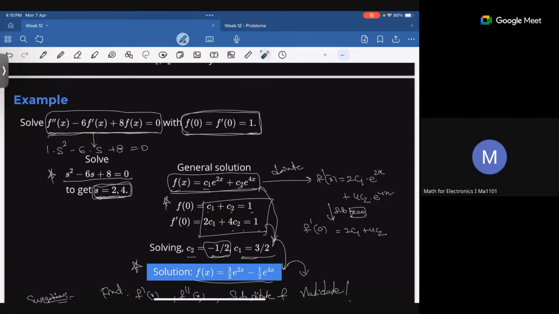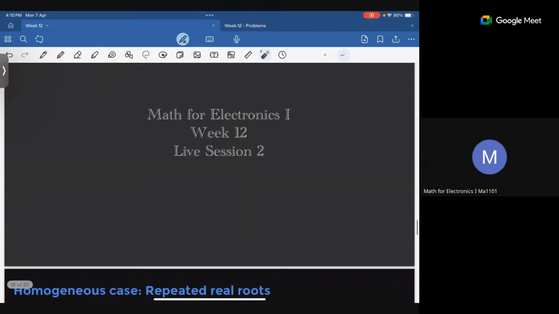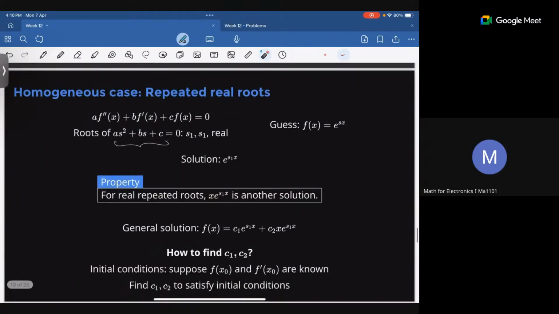Okay. So that's about the homogeneous case with distinct real roots. What if the real roots are repeated? So the quadratic equation has the same real roots, where S1 and S1 itself, you get the same real root. Okay. So when do you get the same real root? If the left hand side is a perfect square, right? So the left hand side will just be some a times s minus s1 whole square is equal to 0.